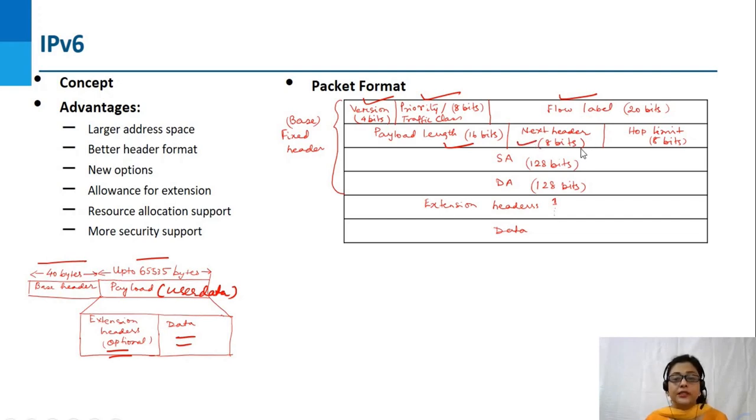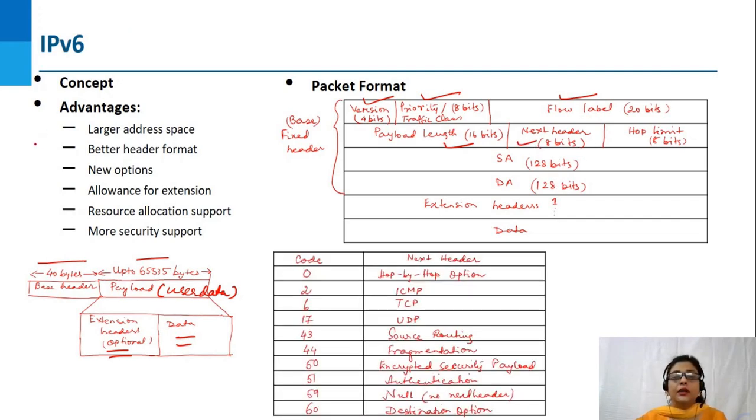Now let us concentrate on next header. If the next header code is 0, it means hop by hop option. If it is 2, it means ICMP. If it is 6, it means TCP. If it is 17, it means UDP. If it is 43, it means source routing. If it is 44, it is fragmentation. If it is 50, it is encrypted security payload. If it is 51, it means authentication. If it is 59, it means null or no next header. If it is 60, it means destination option.